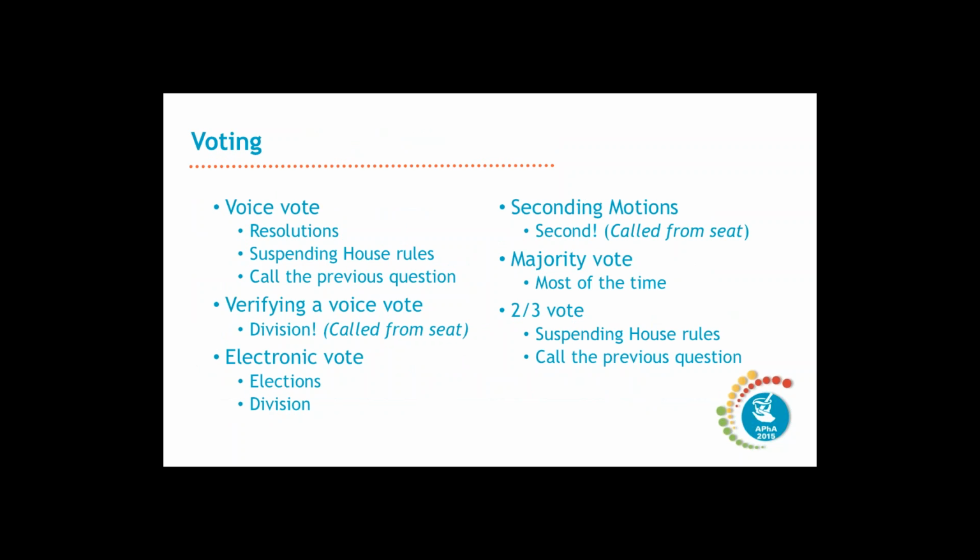The voting. All of the major bullet points noted here are motions that you can make within the House. You have a voice vote, and that will be conducted on a resolution, suspending House rules, and a call to the previous question. You can verify a voice vote if it's unclear to you, or if you believe I have made the wrong call on the yay or nay, by yelling division, and that can be done from your seat. You do not have to approach a microphone in order to yell division.